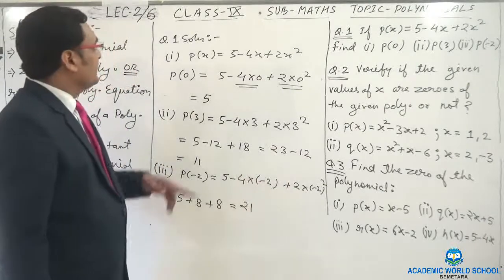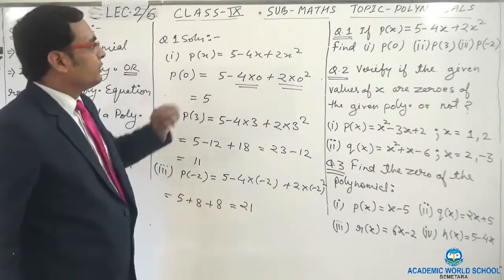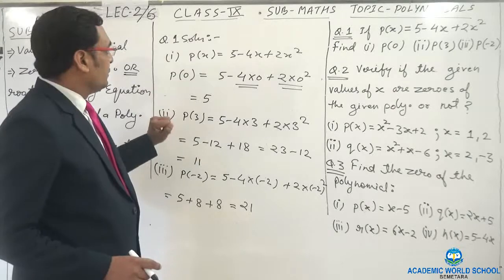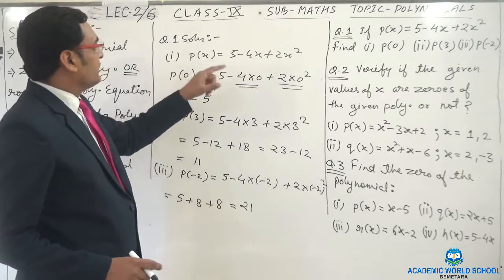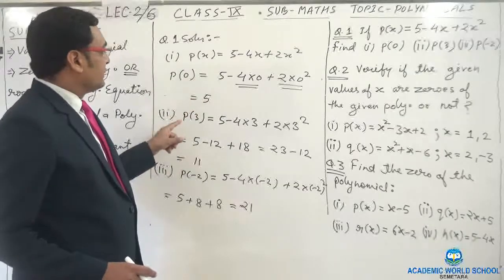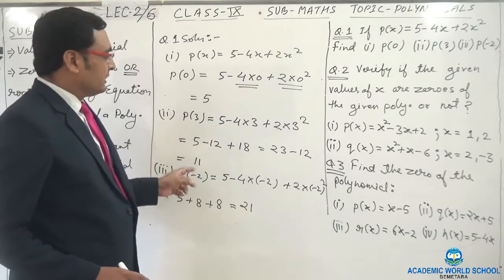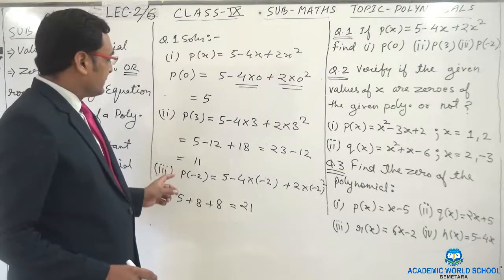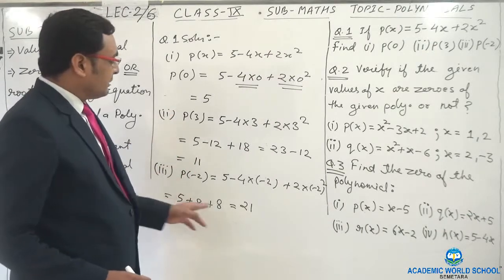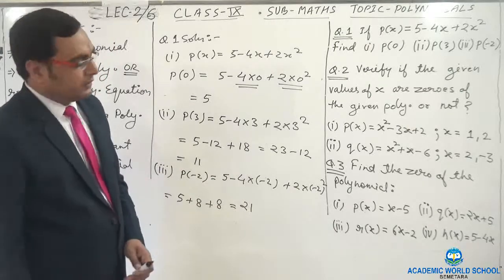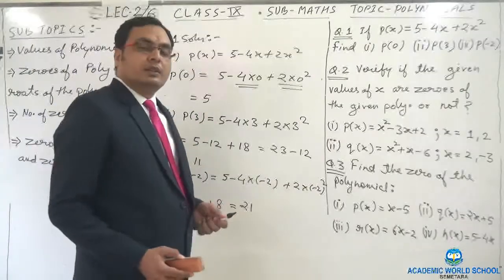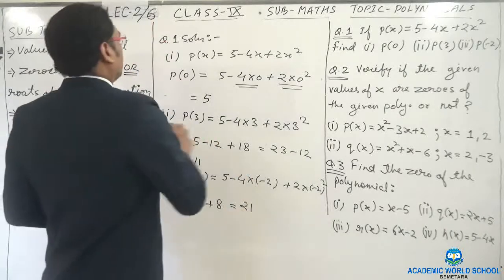So these are the values of this polynomial. At x equal to 0, the value of the polynomial is 5. At x equal to 3, the value of the polynomial is 11. At x equal to minus 2, the value of the polynomial is 21. So this is the concept of values of a polynomial.